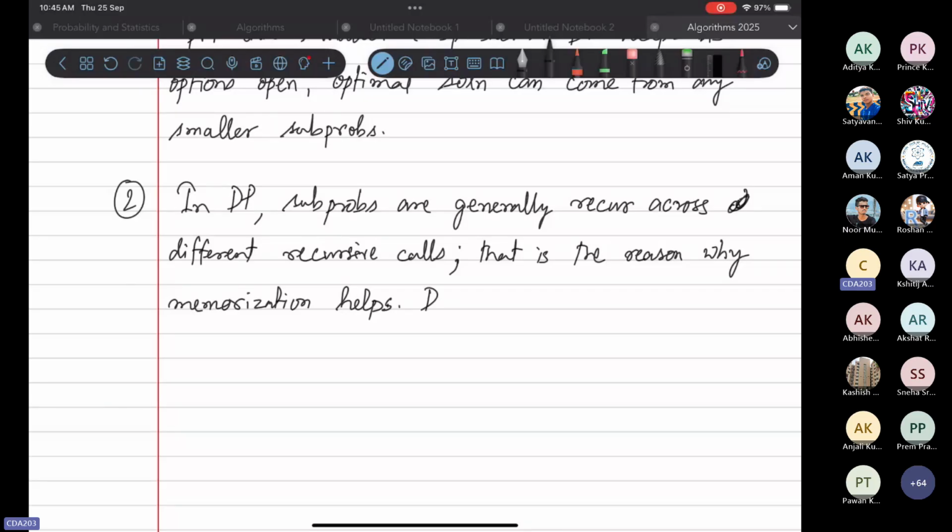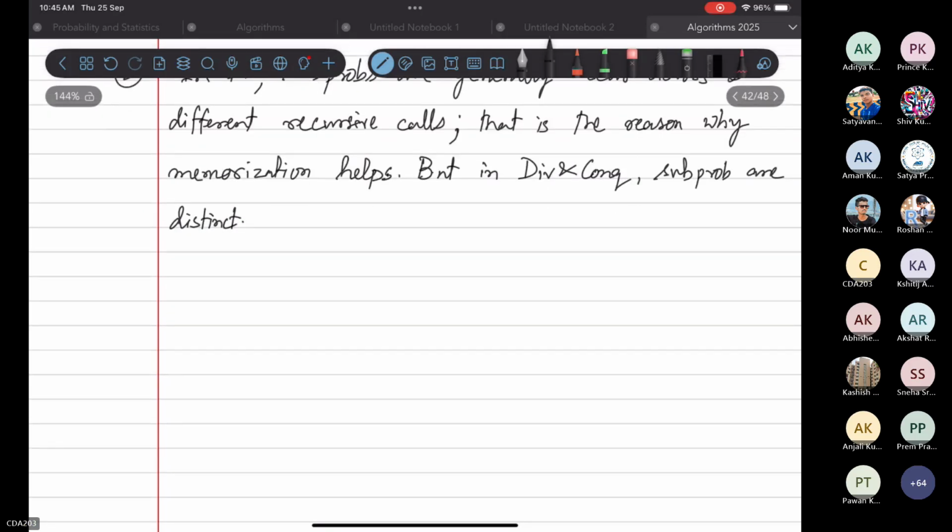But in divide and conquer, things are not like that. Subproblems are distinct subproblems.